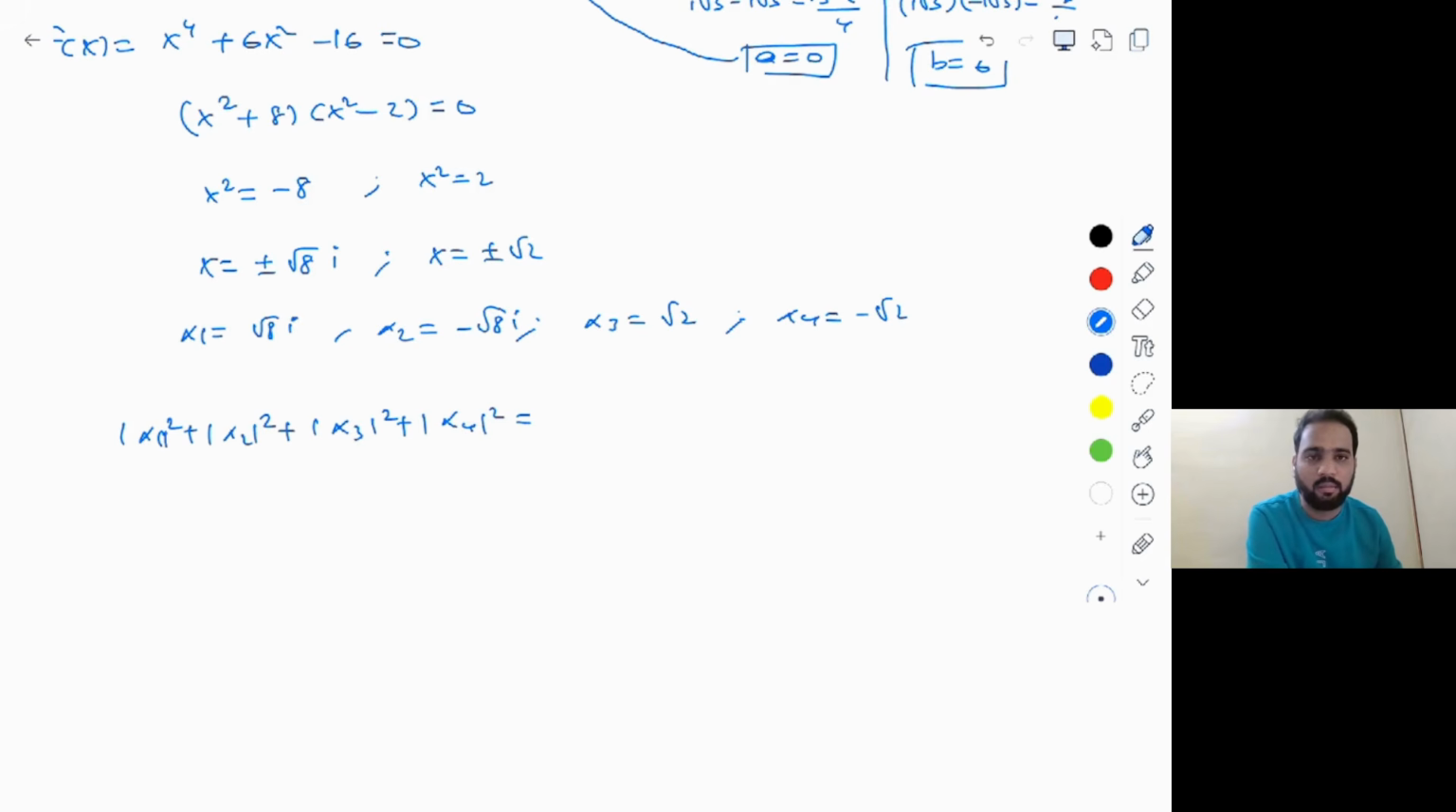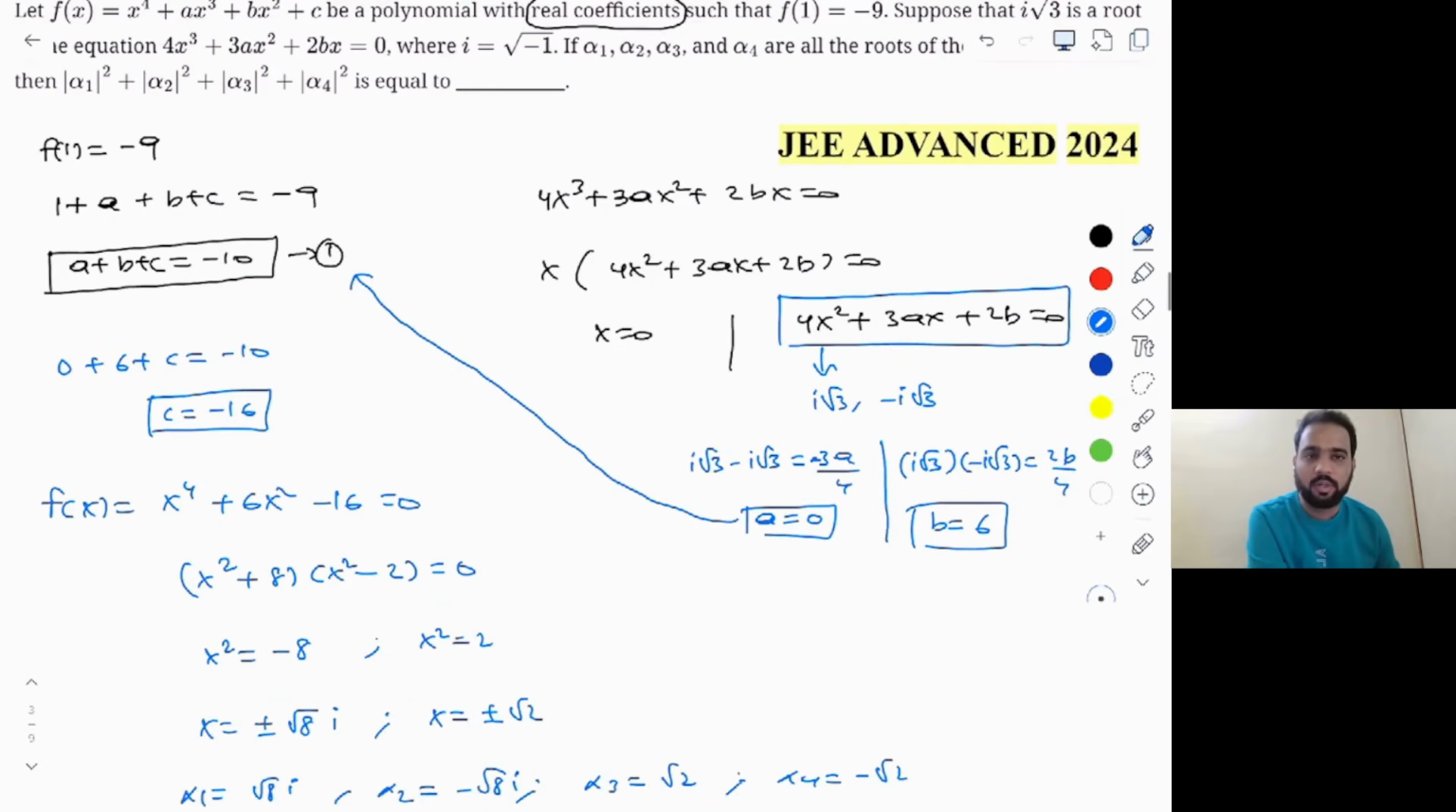Okay. Now I think you can do the remaining calculation part, right? So the modulus value of alpha 1 is square root of 8. Since you are squaring it, it will be 8, plus again alpha 2 also has the same magnitude. And alpha 3 and alpha 4 have the magnitudes root 2 and root 2, so since you square it, you get 2 plus 2. So finally, it is going to be 20. Okay? So the question is not difficult here. The only idea you have to get is the concept of conjugate roots of a polynomial.